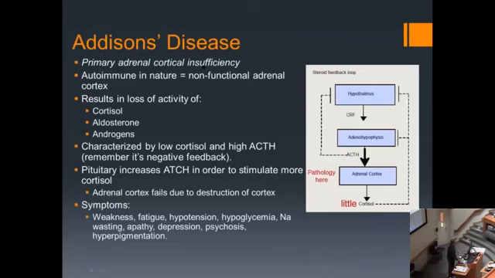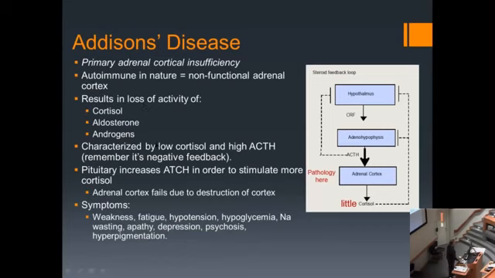This is in contrast to Addison's disease. And so here we've got a primary adrenal cortical insufficiency, which is autoimmune in nature. And so the outcome here is that essentially it's a non-functional adrenal cortex. Okay, and so what's the result of that? We're going to have loss of activity in terms of cortisol, aldosterone, as well as androgens.